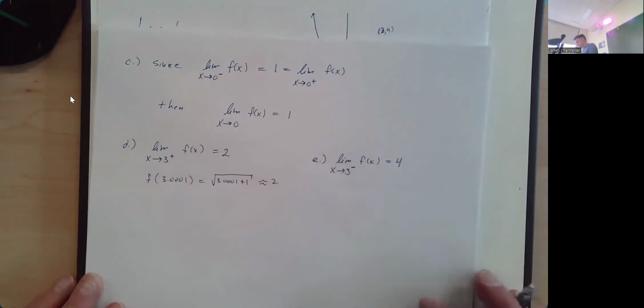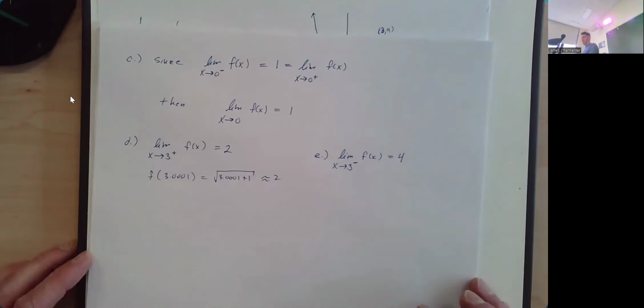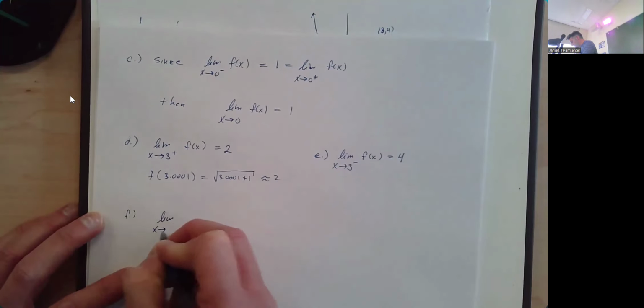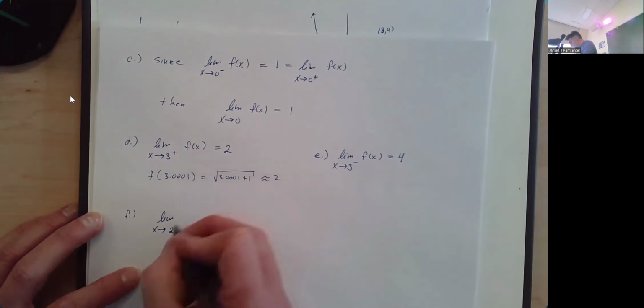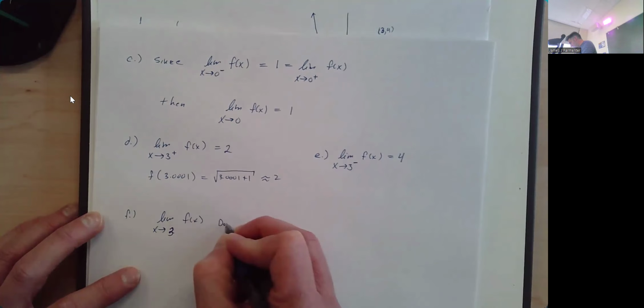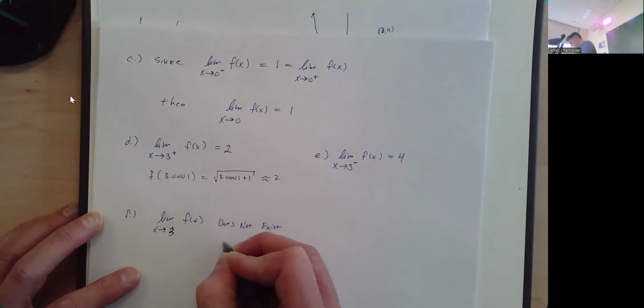Okay, so the limit from the right is 2. The limit from the left is 4. The overall two-sided limit doesn't exist because the left-hand limit and the right-hand limit are not the same. So we say the limit as x approaches 3 of f of x does not exist. You can certainly abbreviate that as DNE.